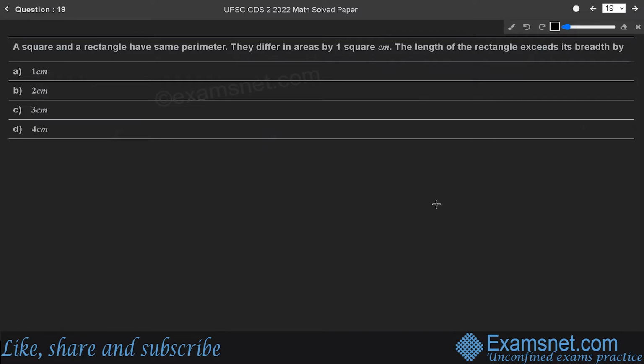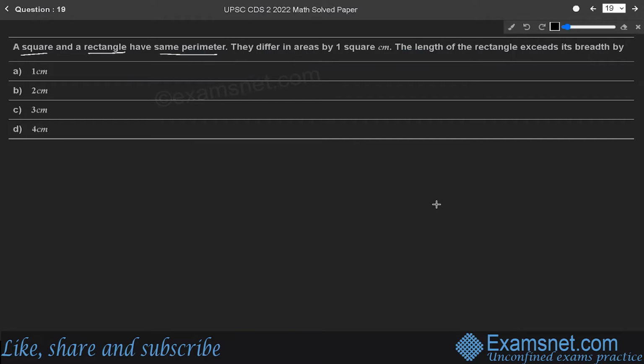Next question is, a square and a rectangle have the same perimeter. They differ in areas by 1 square centimeter. The length of the rectangle exceeds its breadth by. See, it is a very similar question as the previous one, but some things are different here. In this question, there is a square and a rectangle. They have the same perimeter.